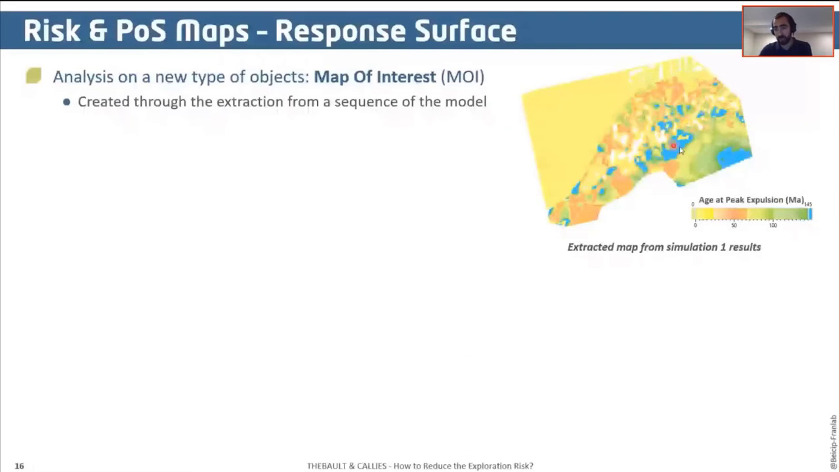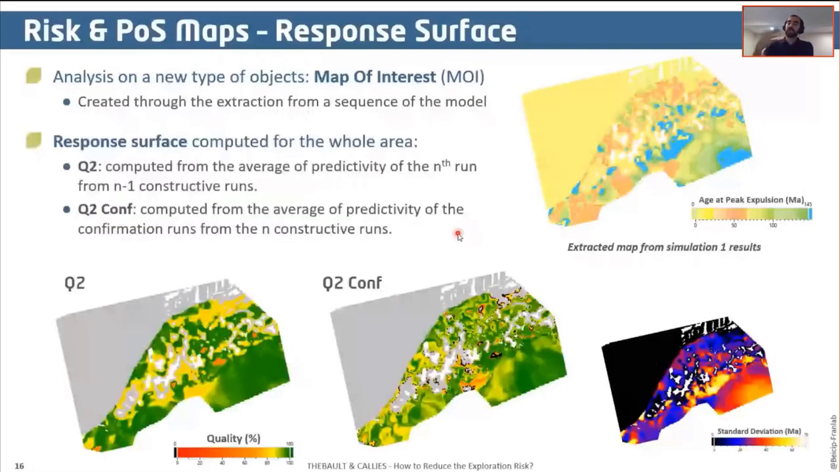So we see that we have some mature areas, less mature areas. We build our response surfaces. We get two pieces of information for the response surfaces: the Q2, which is the predictivity from the constructive runs, and the Q2 conf, which is the predictivity from the confirmation runs that are not used in order to build the response surface.